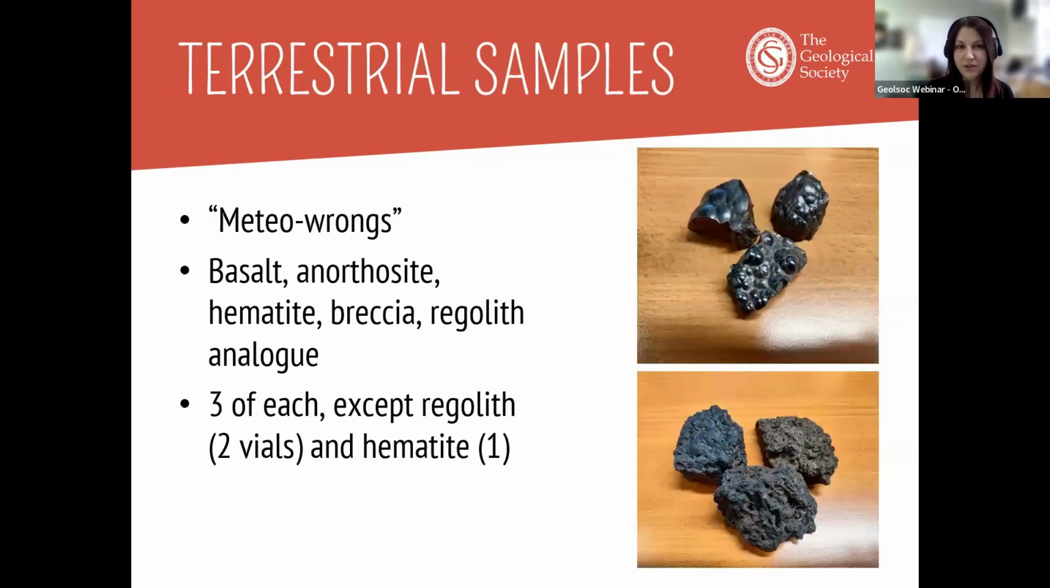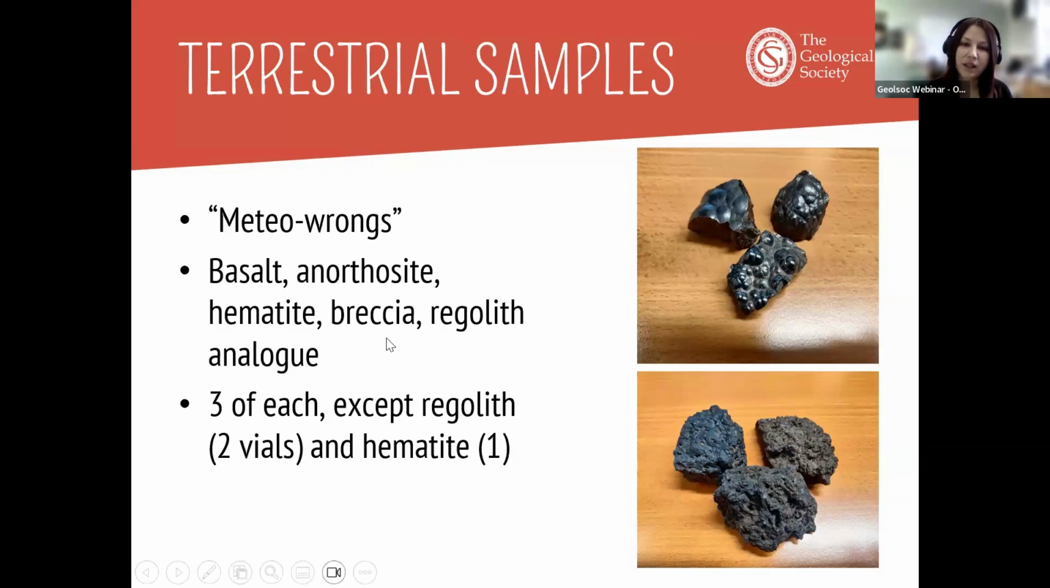There are then some terrestrial samples. So we call them meteorwrongs. They are rocks that are often confused for meteorites, look a bit like meteorites. So we've included some for a game where they have to tell the difference between Earth rocks and space rocks.